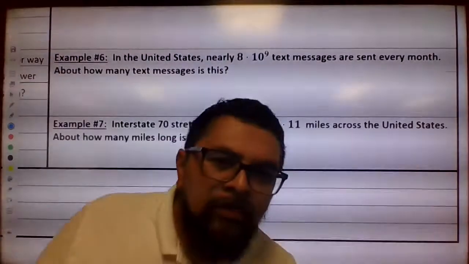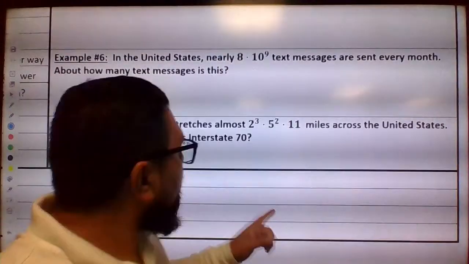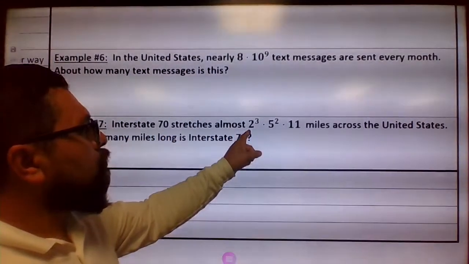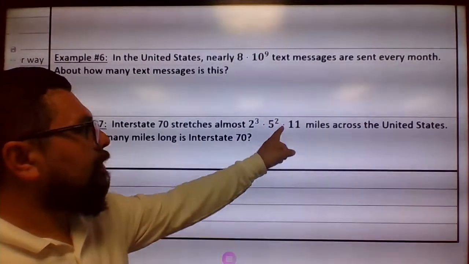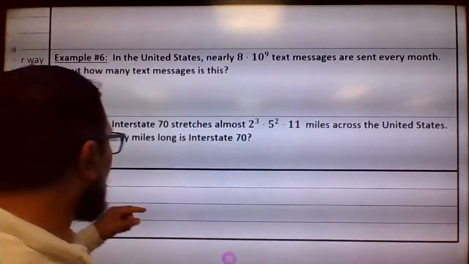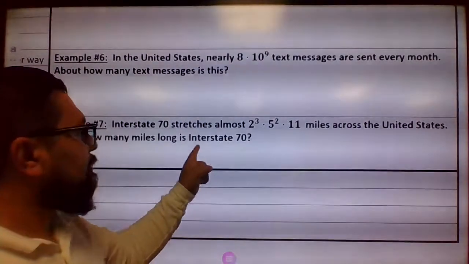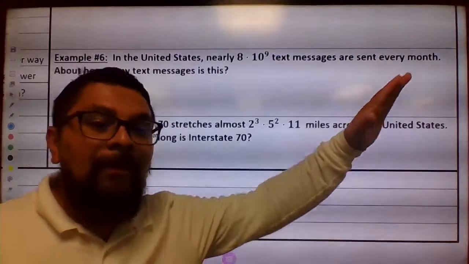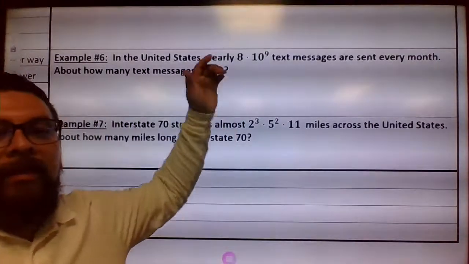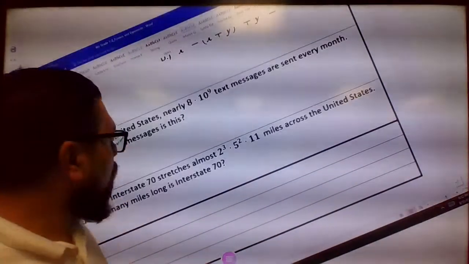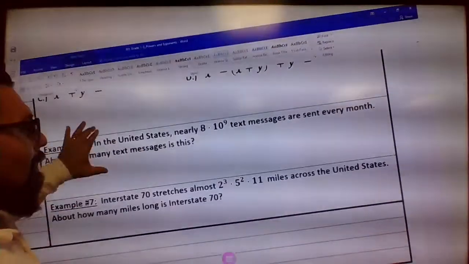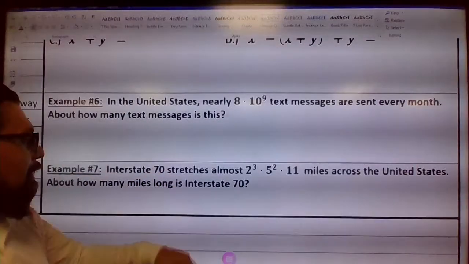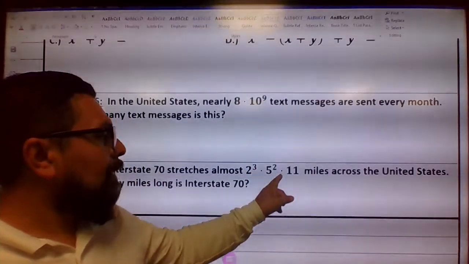All right, so let's go on to example number 7. Example number 7 reads like this. Interstate 70 stretches almost 2 to the third times 5 squared times 11 miles across the United States. About how many miles long is the Interstate 70? Right here in California, we have Interstate 5, or down in LA, Interstate 10, right? But this is talking about Interstate 70, on the other side of the U.S.